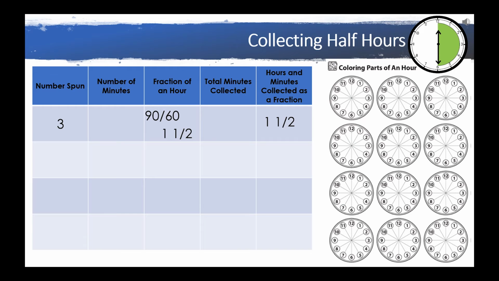Let's say we spun a 3. 3 half hours is 90 minutes because 30 plus 30 plus 30 equals 90. 90 minutes as a fraction of an hour would be 90/60ths, or 90/60. Because we collected 90 minutes, that's our numerator, which goes on the top, and 60 minutes is 1 whole hour, so that would be our denominator, the bottom of our fraction. That fraction could also be written as 1 30/60ths, or 1 1/2. So we've collected a total of 90 minutes, which is 1.5 hours.